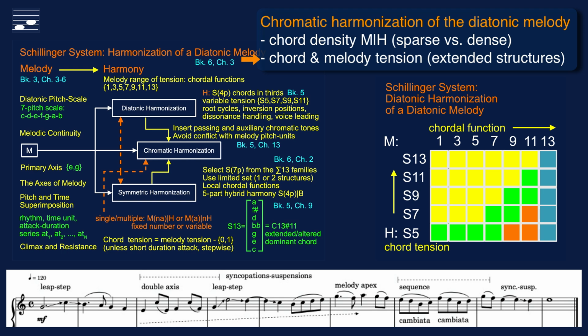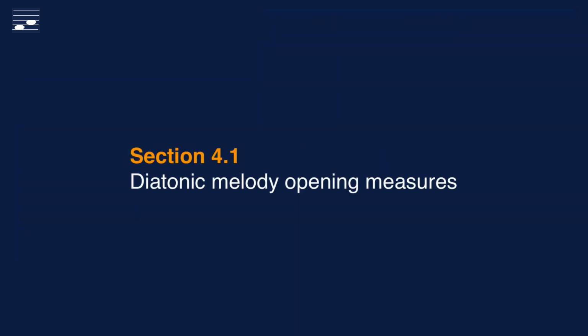Schillinger gives guidelines for the relation between the melody note chordal function number and the chord tension level, the highest chordal function in an extended chord. As the diagram shows, the recommended tension level is equal to or one level below the melody chordal function, the green squares in the diagram. Other specifics will be discussed as we take a closer look at chromatic harmonization of the opening measures.